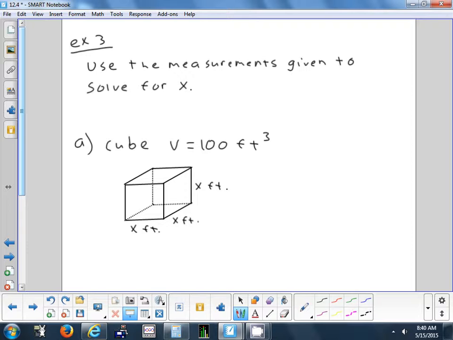Length times width times height. Okay, we can do length times width times height, or for a cube, what's special about length, width, and height? Yeah, they're all the same. So volume equals length of side cubed. Okay, Marquise, in this formula, what do I already know? Yeah, I know the volume. So fill in 100 for volume. And we're going to find the length of the side.